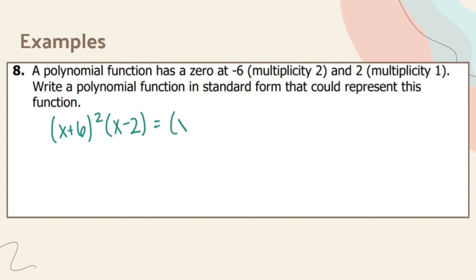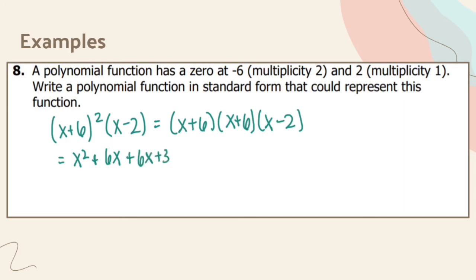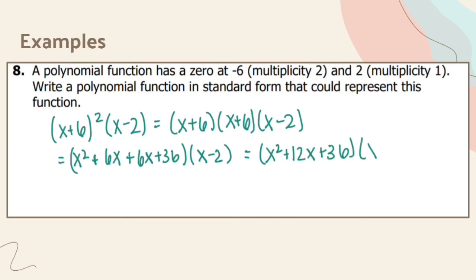So what we're going to do is we need to multiply x plus 6 times x plus 6 times x minus 2. I'm going to start by multiplying these two together. First, I distribute the x to the x plus 6. So we'll get x squared plus 6x, and then we'll distribute the 6, plus 6x plus 36. Now, all of this has to stay in parentheses until we multiply it by x minus 2. I'm going to combine like terms though, so there are fewer terms to multiply. And we get x squared plus 12x plus 36 times x minus 2.